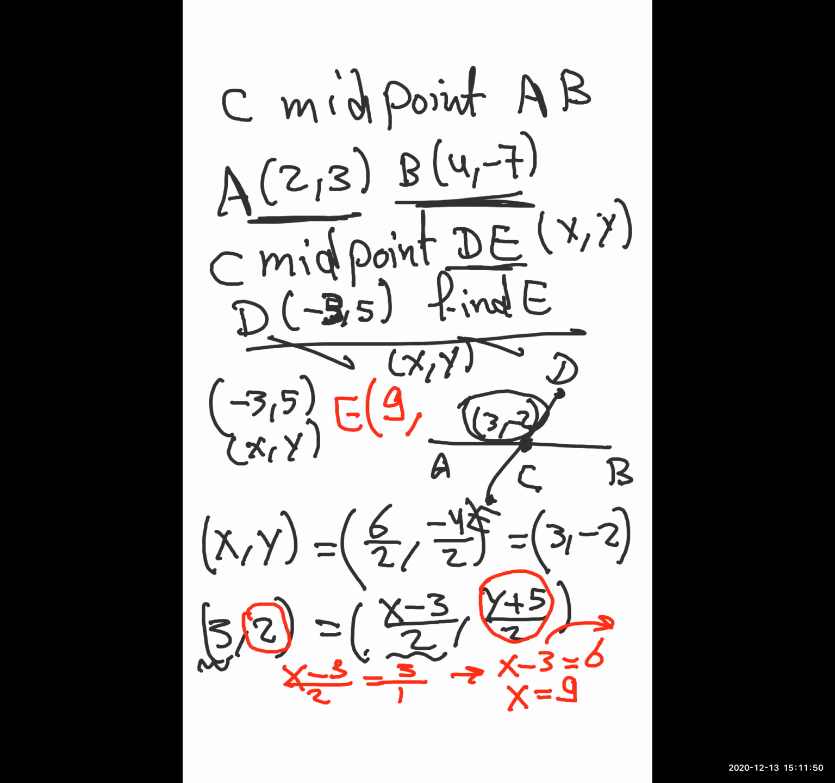Okay, so let me clear this line only so that we can continue the solution. So Y plus 5 over 2 equals 2. Now cross multiplication. Y plus 5 will equal 4.